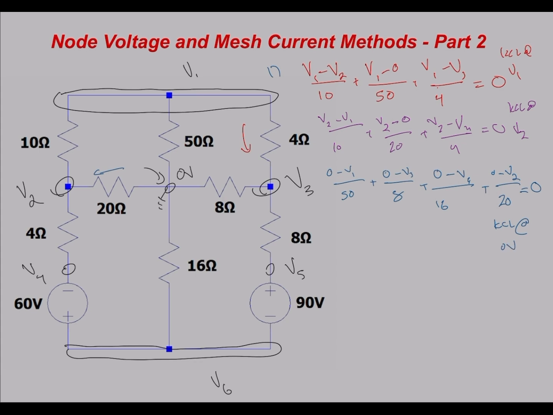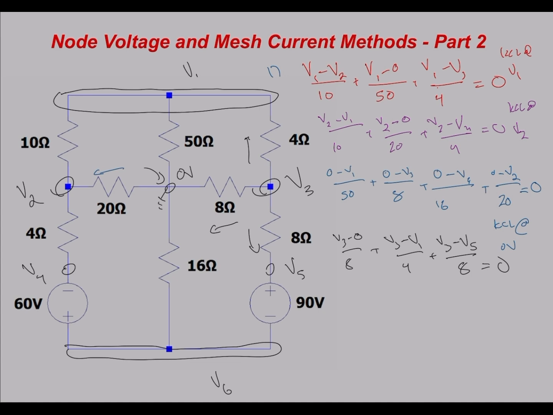Great, so we've obtained those. Oh, there's one more actually. We can do KCL at V3 here. So current through here will be V3 minus 0 volts over 8 ohms. Then through the 4 ohm, V3 minus V1 over 4. And then finally through the 8 ohm resistor here, that is V3 minus V5 over 8 ohms. And that equals 0. Okay, those are all the nodes we can find using our traditional method.